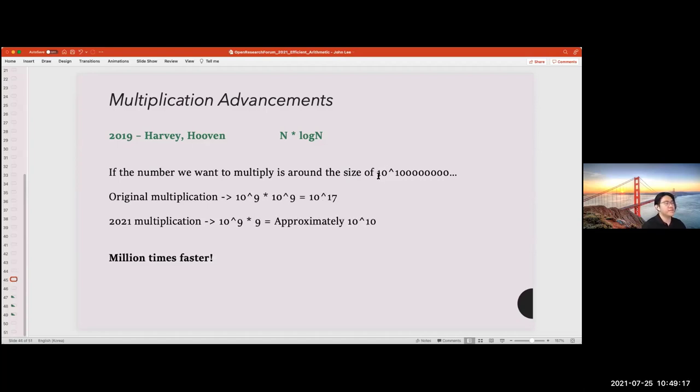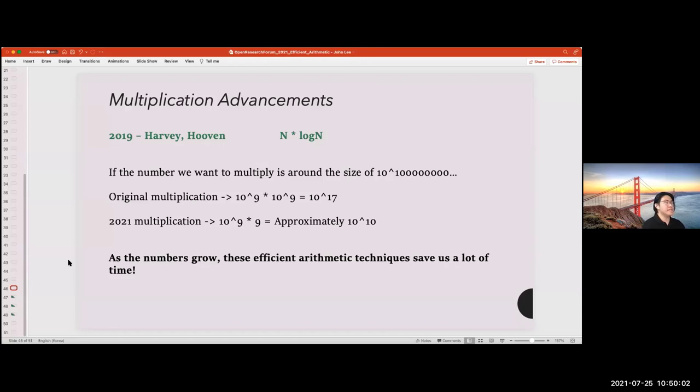And say, for example, the number we want to multiply is 10 to the power of a billion. Then with our n squared multiplication tactics, the one that we talked about, not the first method, but the second method where we do breakdowns, it would take 10 to the power of 17 operations, which is a lot. But in today's day, it would only take 10 to the power of 10, which means that it's a million times faster. As you can see, the power of creating more efficient algorithms is very important, and you can save a lot of time in multiplying things.